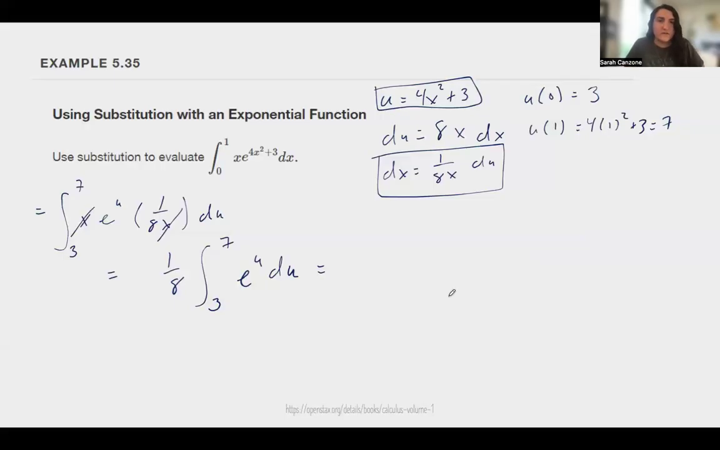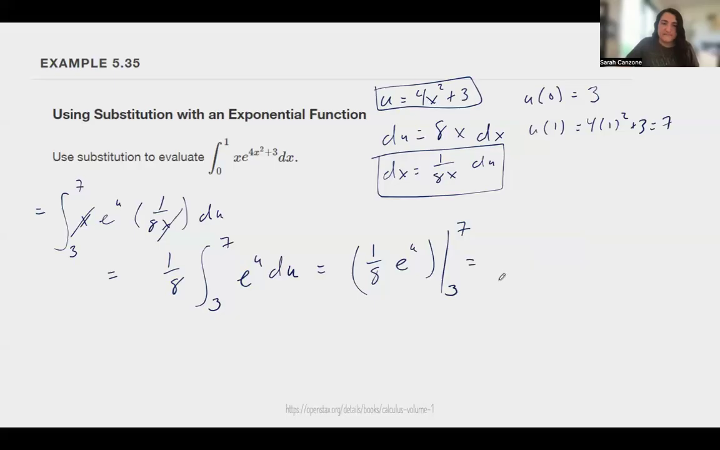Now we know that the derivative of e to the u or e to the x or anything like that is just that thing, right? If you have something else in the exponent, then we have to do something different with it, but just simply e to the u would be e to the u. So because the derivative of e to the u is e to the u, the integral of e to the u is also just e to the u. So that tells me that this is 1 over 8 times e to the u, evaluated from 3 to 7.